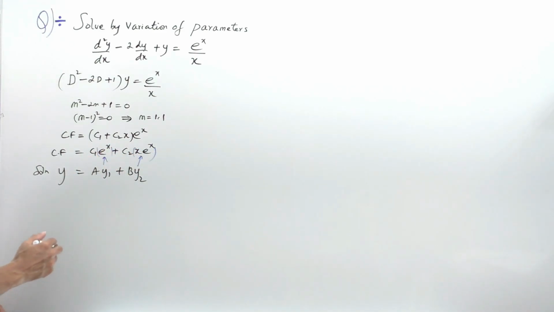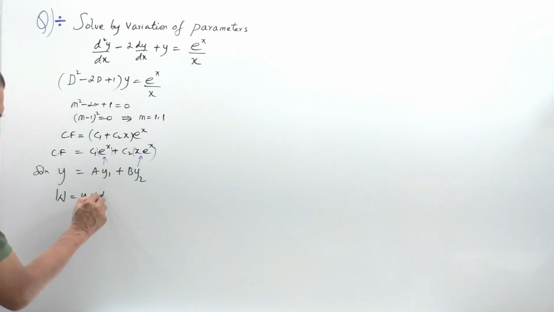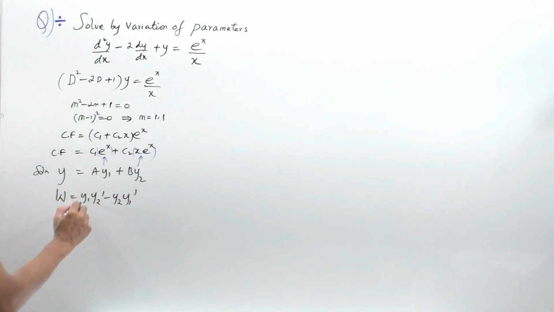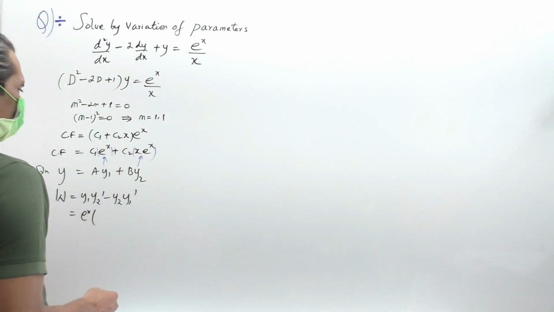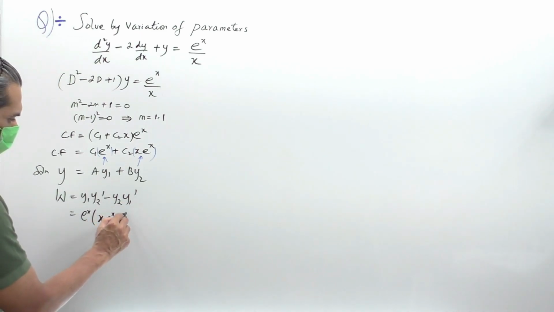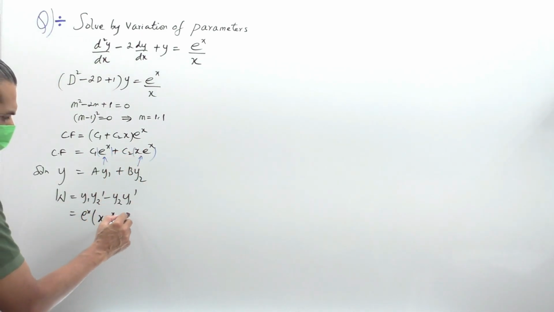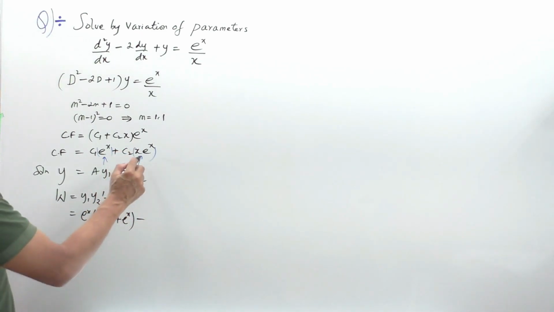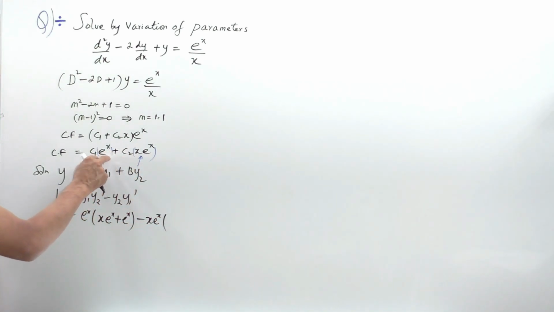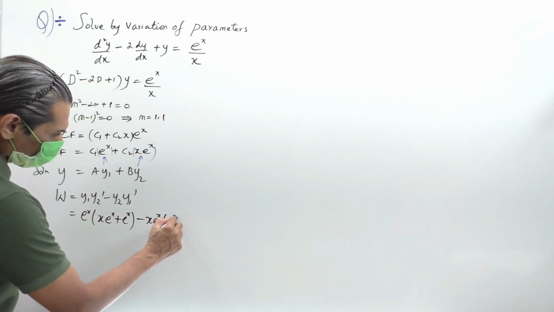Fine. Next what? We find the Wronskian W, that is y1 y2 dash minus y2 y1 dash, and that will be e^x as it is, into y2 dash, which is the differential of x e^x. That is the product rule: x as it is, derivative of e^x is e^x, plus e^x as it is, derivative of x is 1 only, minus y2, which is x e^x as it is, into differentiation of e^x, which is e^x only.